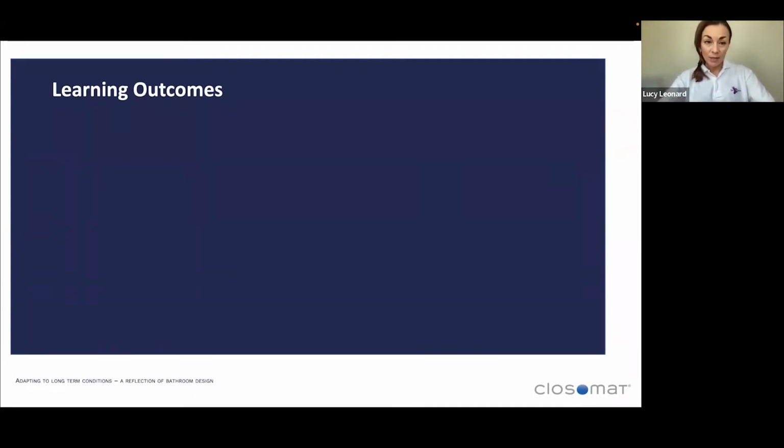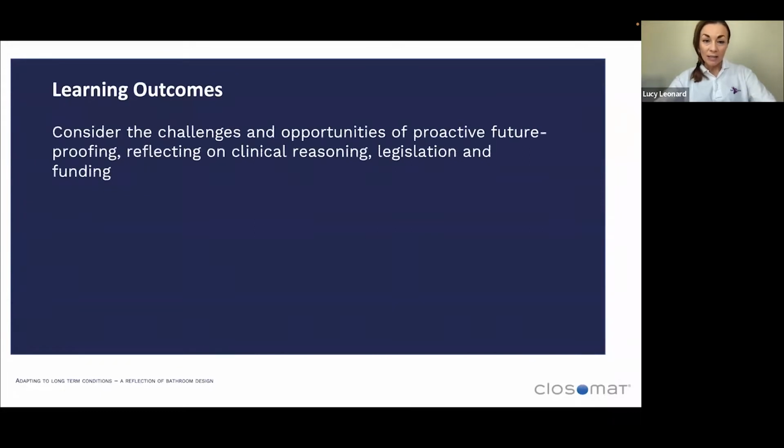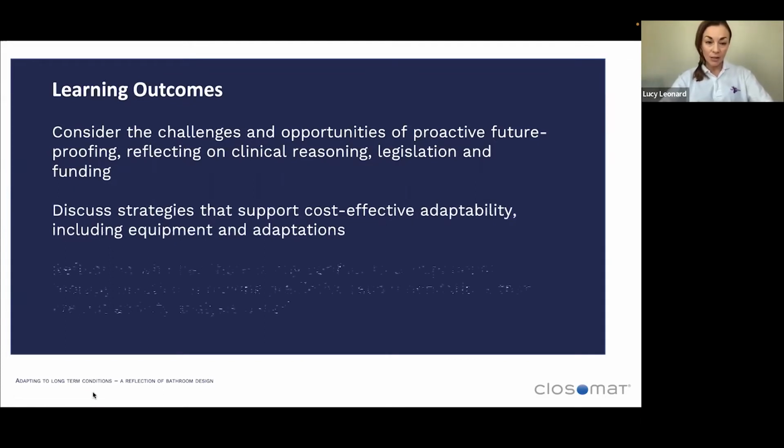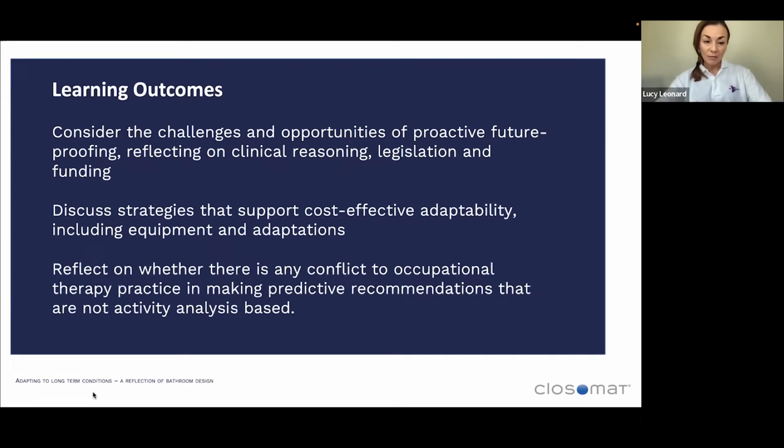So the learning outcomes today are to consider the challenges and opportunities of proactive future proofing, reflecting on your clinical reasoning, any relevant legislation and sources of funding. To discuss strategies that support cost-effective adaptability, including equipment and adaptations, and briefly reflect on whether there is any conflict to occupational therapy practice in making predictive recommendations that are not necessarily activity analysis based.